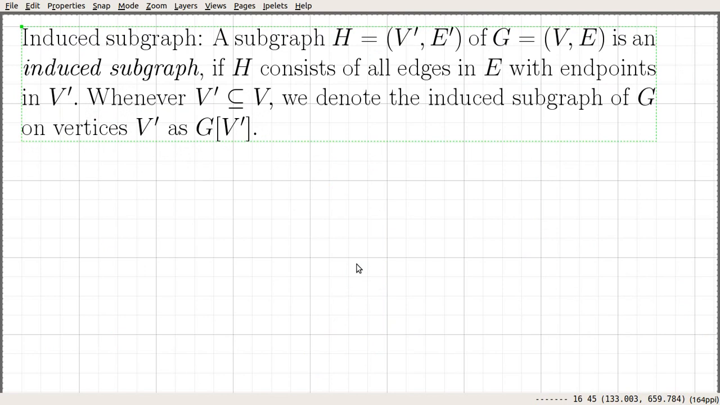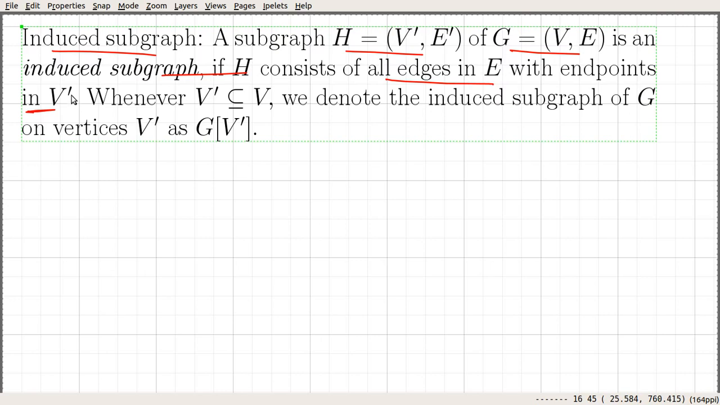And the next important kind of subgraph is what is called an induced subgraph. Okay, and here is how it is defined. A subgraph H equal to V dash E dash of G equal to V E is an induced subgraph if it consists of all edges in E with endpoints in V dash. It contains all edges in E, the original graph, with endpoints in V dash.